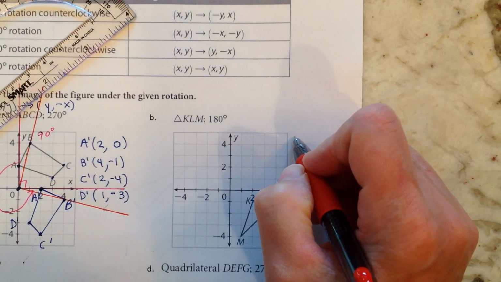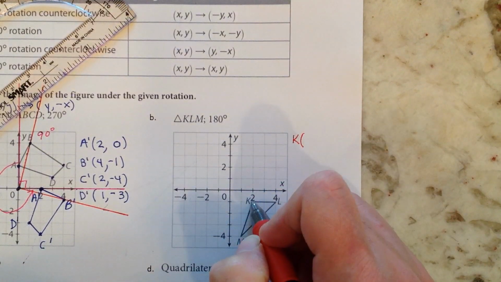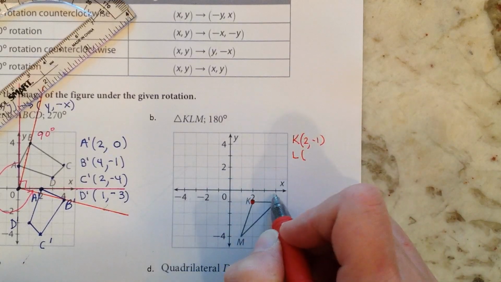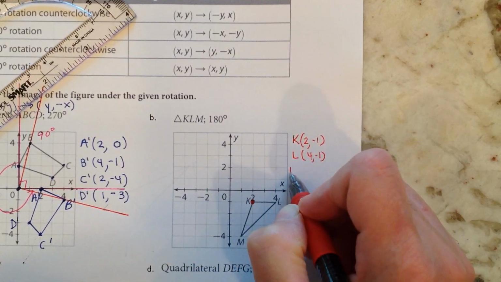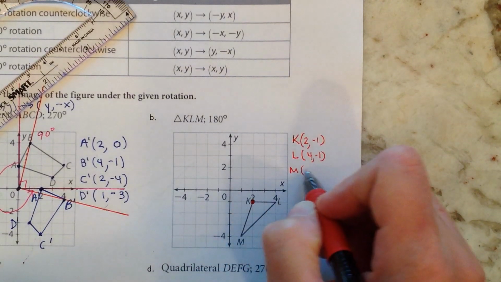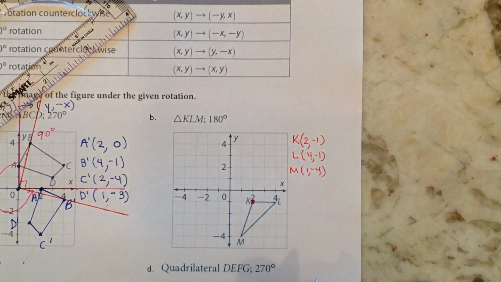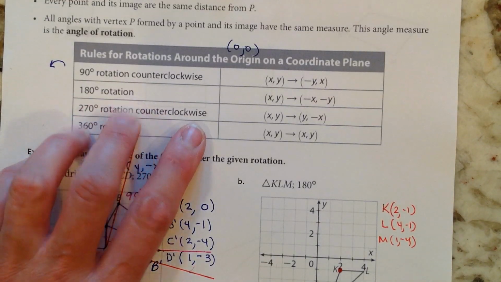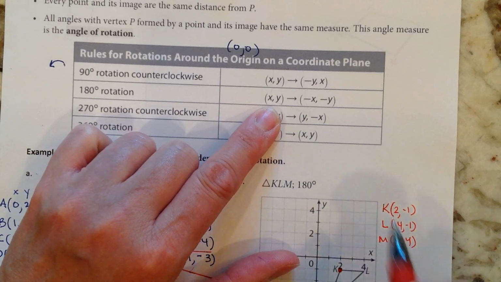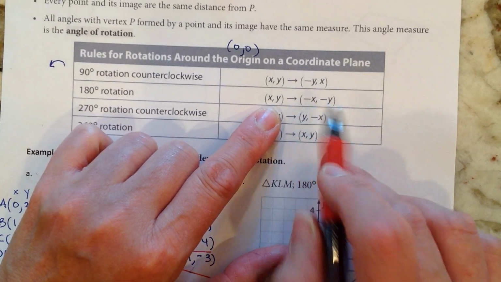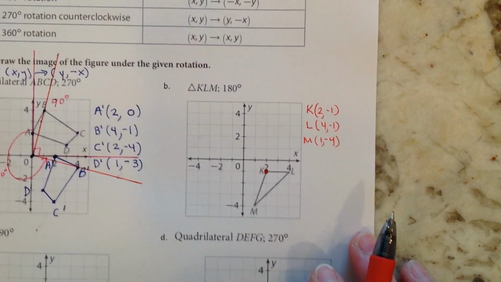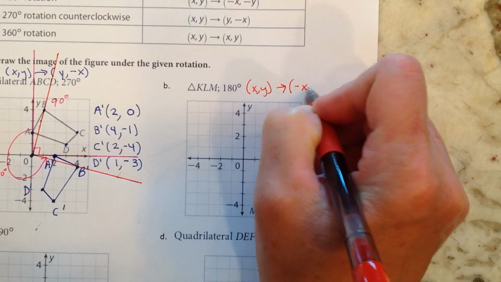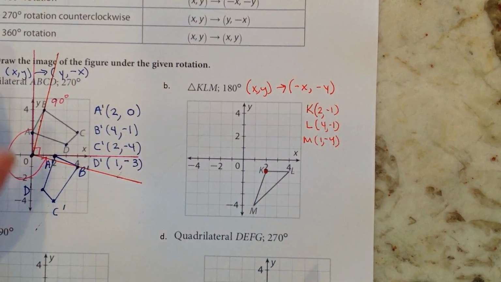So I'm going to go ahead and list out my points. K is here, it's at 2, -1. L is at 4, -1. And M is at 1, -4. So by using my rule that's up here, 180 degree rotation, either clockwise or counterclockwise, however you want to think about it, I'm going to take the opposite of the X and the opposite of the Y. So for every point here, I want to take my original XY, and take the opposite of the X and the opposite of the Y.